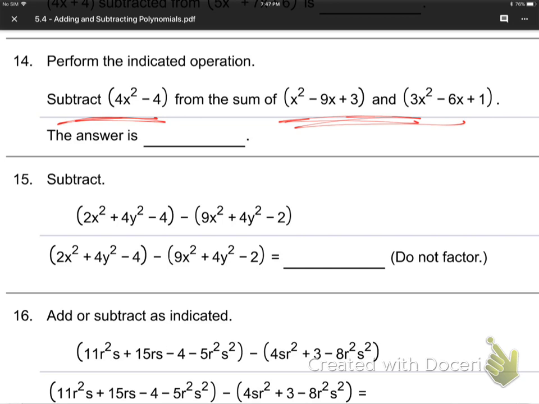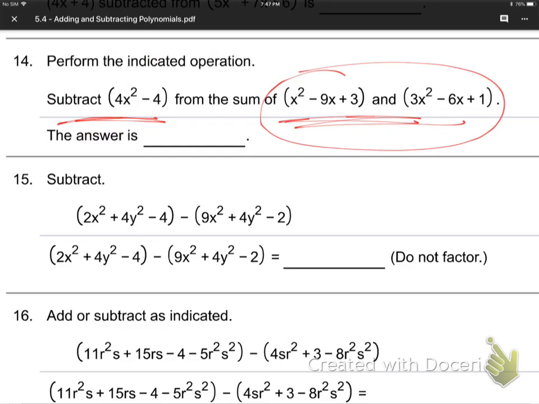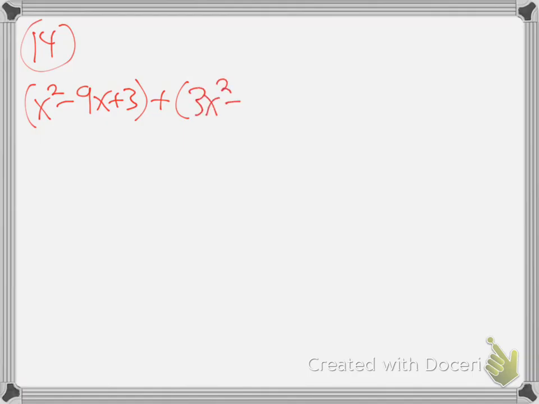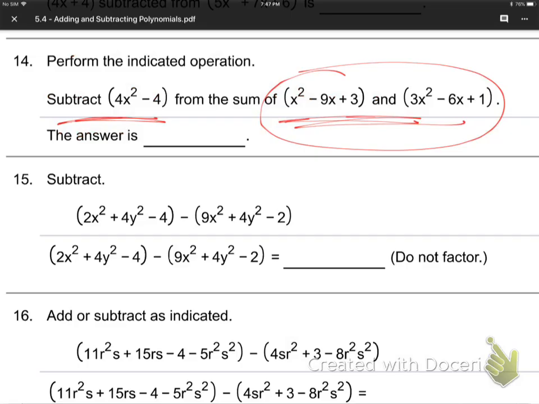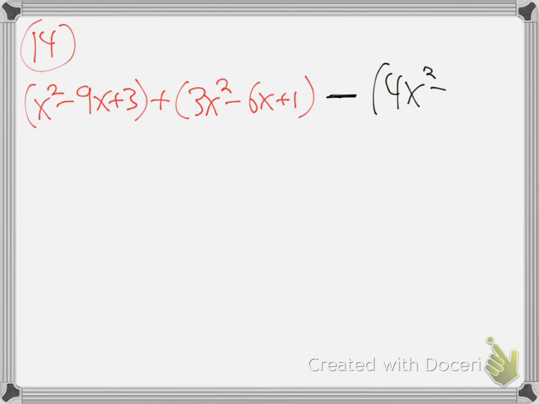I'm going to write that out as well. So we've got to add these guys first, don't we? So this is number 14. It's x squared minus 9x plus 3, added to the sum of 3x squared minus 6x plus 1. Subtract 4x squared minus 4. Good so far? That's what it's calling us to do, right? Subtract the 4x squared minus 4.